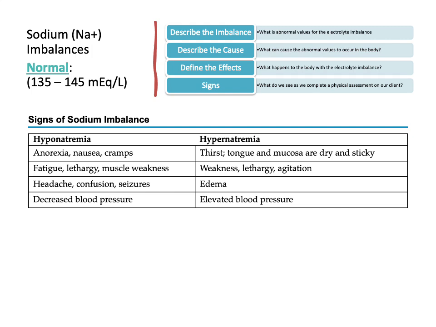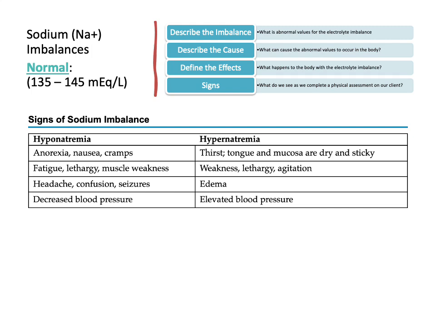So, when we have hyponatremia, generally the cause is fluid excess. And what that means is that we have too much fluid in the body compared to the amount of sodium in the body. It can also be a result of just direct loss of sodium, or it can be considered with the dilution of sodium. So, all of these things can cause hyponatremia.